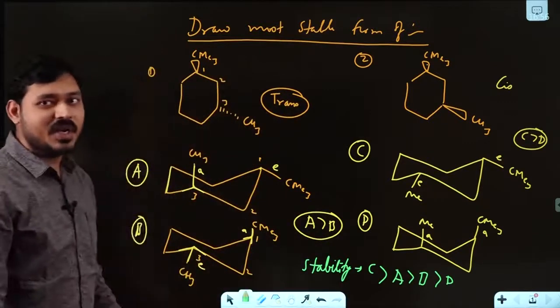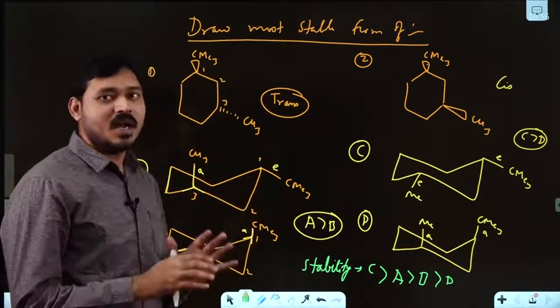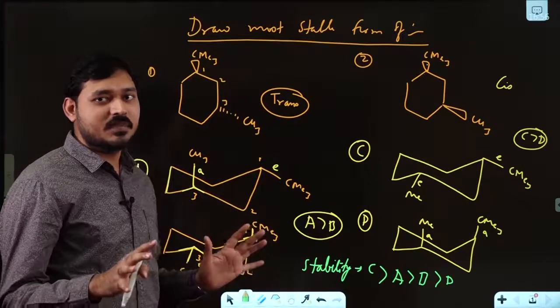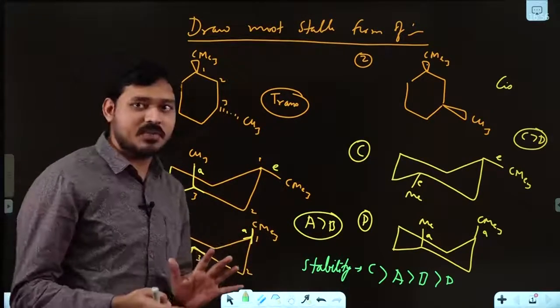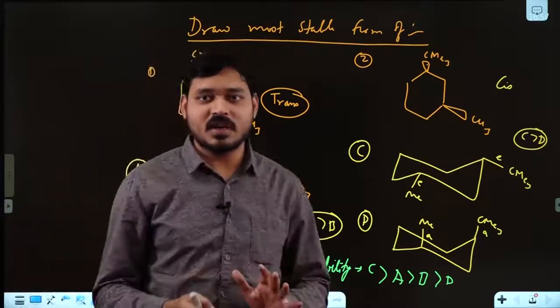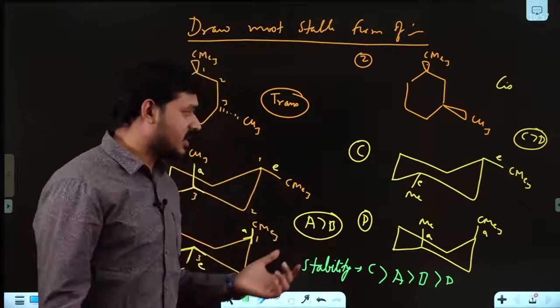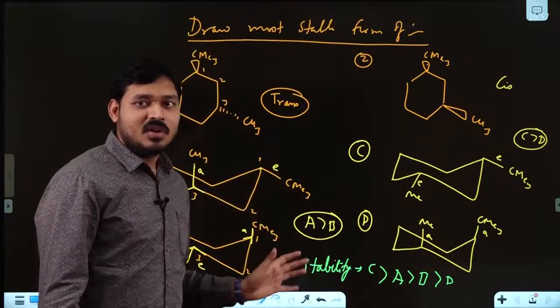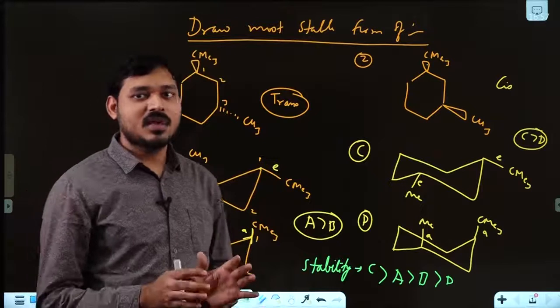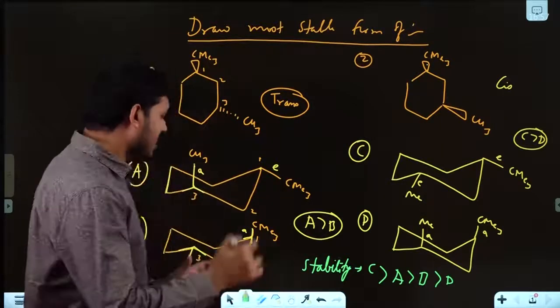Okay, so dear students, I think now you have understood each and every concept regarding how to draw the Newman projection formula, and how to draw the most stable conformers in case of chair conformers. Okay, so note it down. Go through it perfectly. Now let's continue with our next topic.